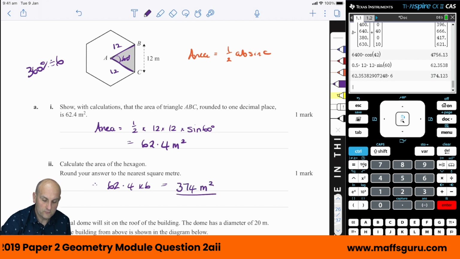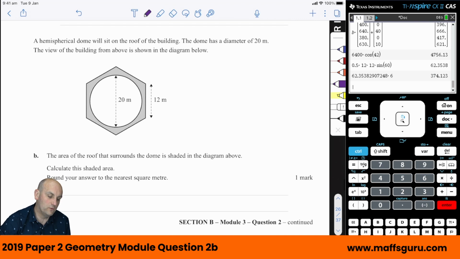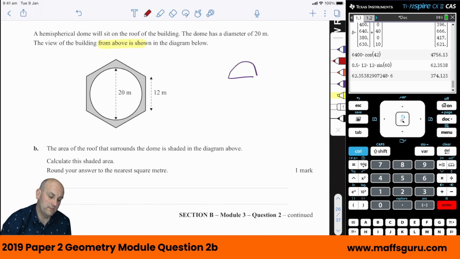374 square meters. A hemispherical dome will sit on the roof of the building. Now remember, a hemisphere is basically half a football. This is a plan view looking down. The dome has a diameter of 20 meters. The view of the building from above is in the diagram below. The area of the roof that surrounds the dome is shaded in the diagram above.